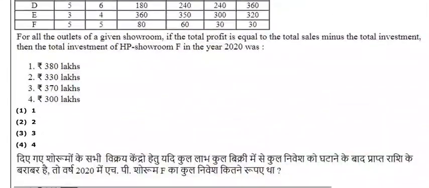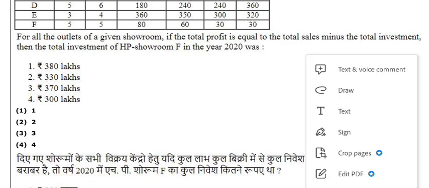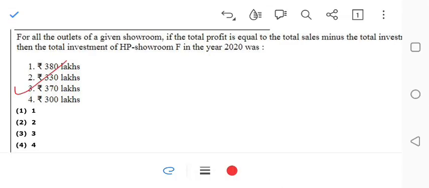Next is, for all the outlets of a given showroom, if the total profit is equal to the total sales minus the total investment, then the total investment of HP showroom F in the year 2020 was what? 380 lakh, 330 lakh, 370 lakh, 300 lakh. Okay, it will be option C. That means 370 lakh, which is number 3.